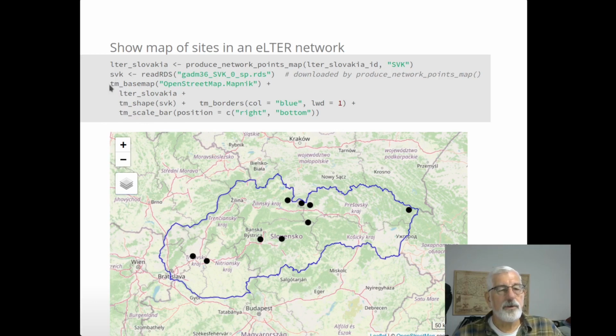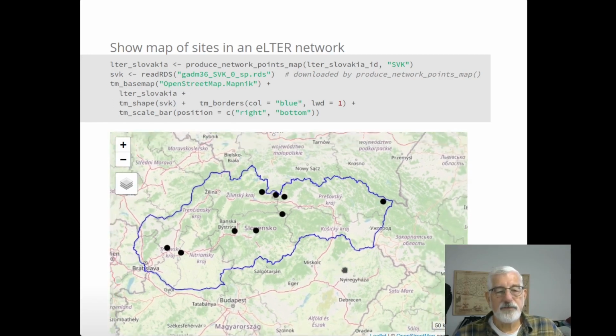So we can use the tmap package in R again to produce a map, again using the OpenStreetMap background. We add on the eLTER Slovakia network and the border, giving it a blue color. And this is the map that we get back.